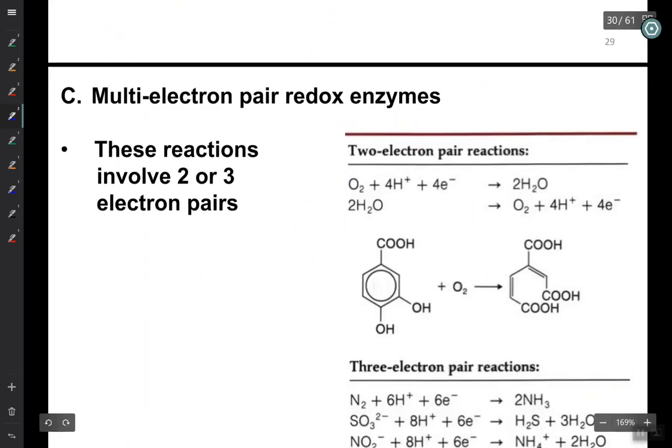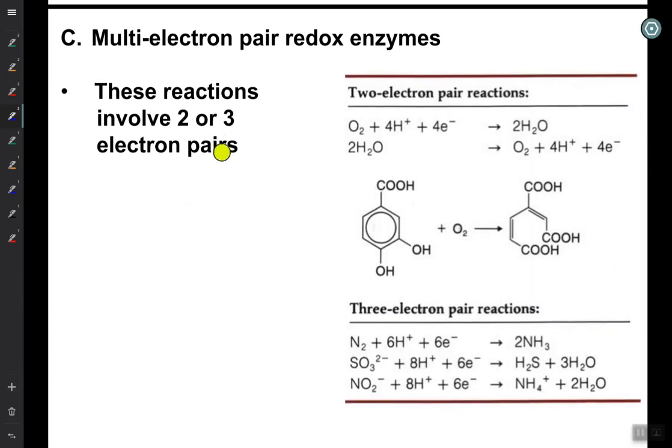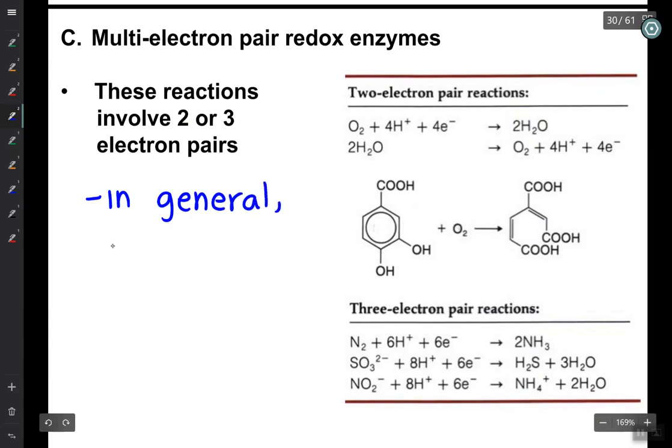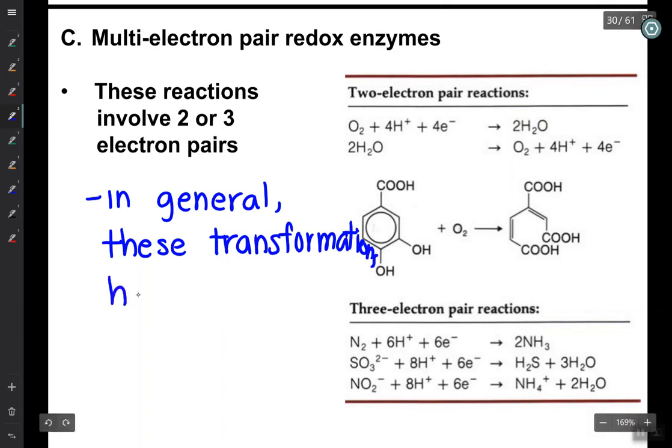So some of the most complicated enzymes, metalloenzymes, are the ones that do multi-electron redox chemistry. So these reactions involve 2 or 3 electron pairs, and in general, these transformations, sorry, I gotta squeeze this in here, have not been duplicated in non-enzymatic chemistry.